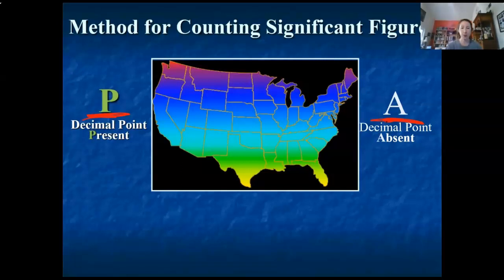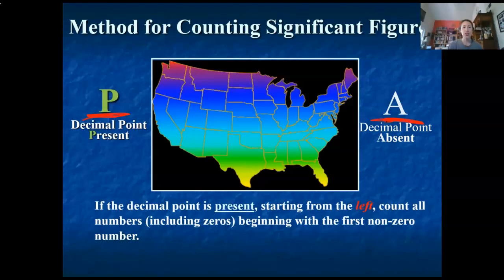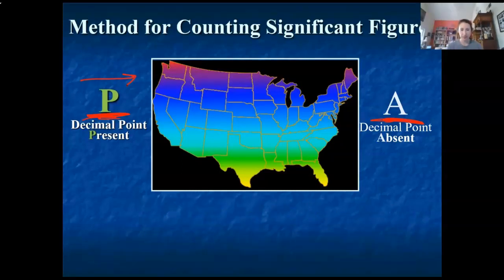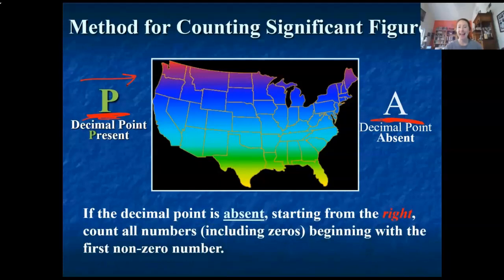If the decimal place is present, then you start from the Pacific Ocean side and you count all the numbers beginning with the first non-zero number. I'll give you an example of this in just a second. If the decimal place is absent, meaning there's no decimal place, you start from the Atlantic Ocean side and you start counting again with the first non-zero number. Now, important when we're doing these significant figures, once you start counting, you never stop. Now I'm going to show you what that means.